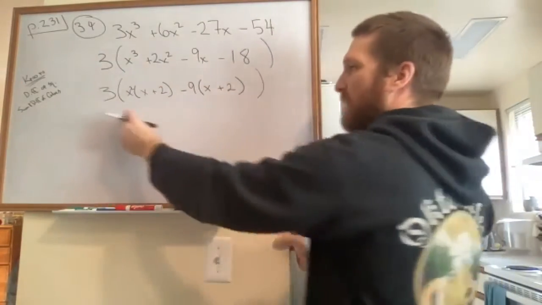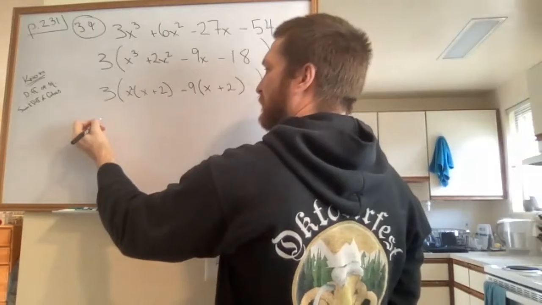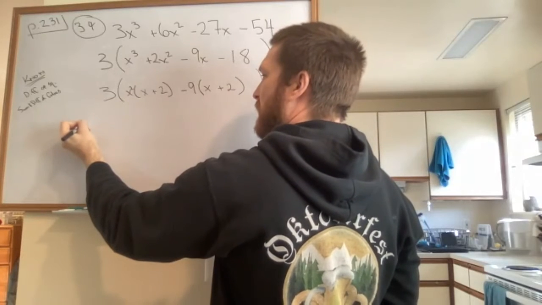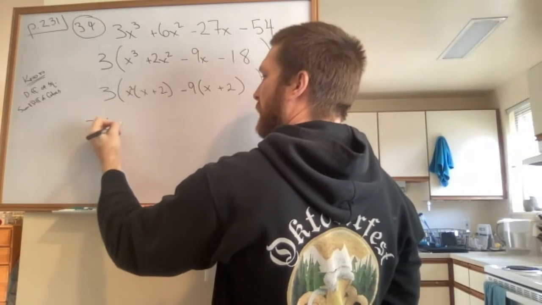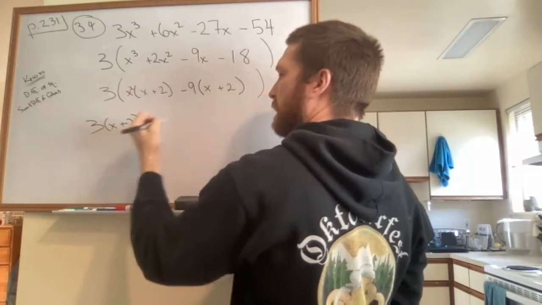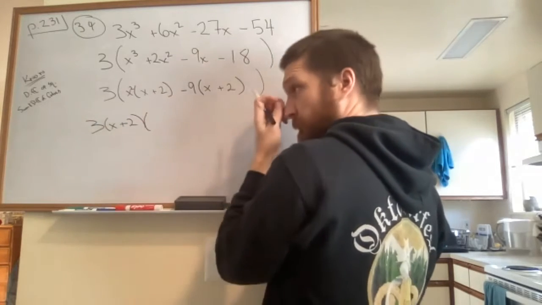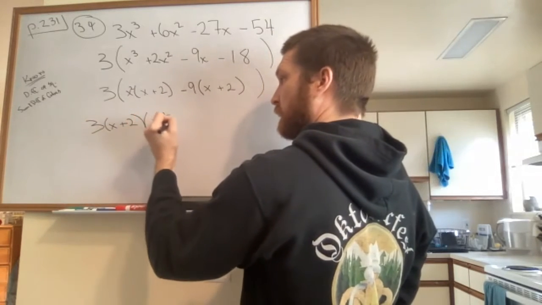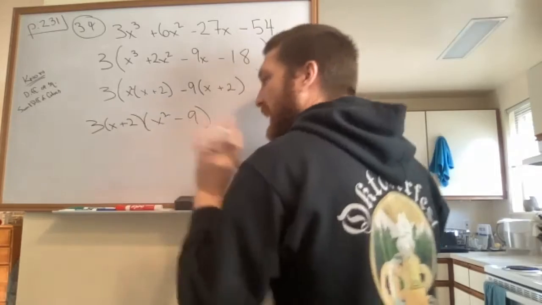Okay, so what do I have here? You have a 3 times x plus 2. Yep. And then x squared minus 9. Okay, now let's double check.